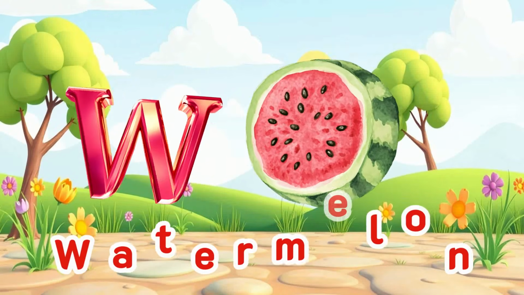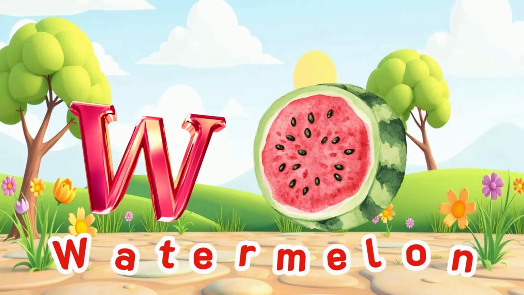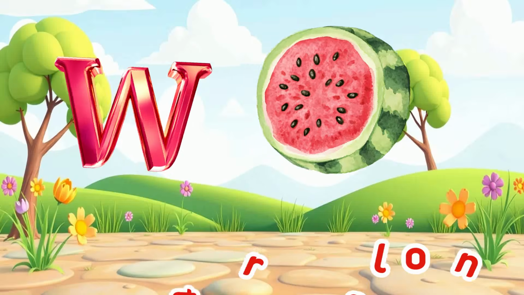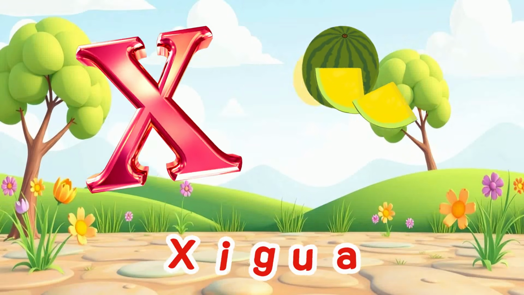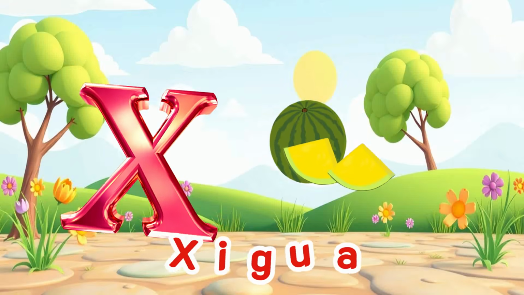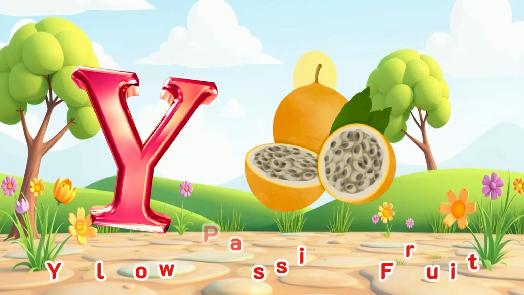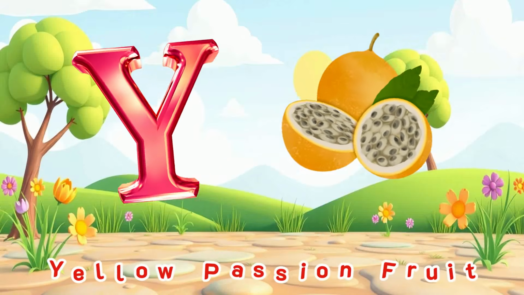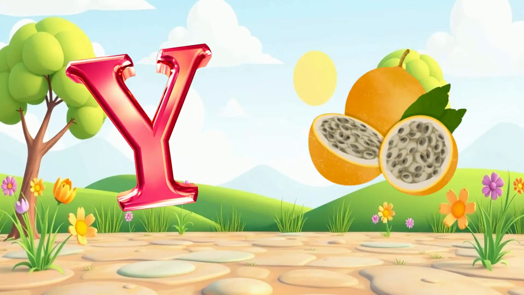W is for watermelon. W, watermelon. W is for watermelon. X is for sigua. X, sigua. X is for sigua. Y is for yellow passion fruit. Y, yellow passion fruit. Y is for yellow passion fruit.